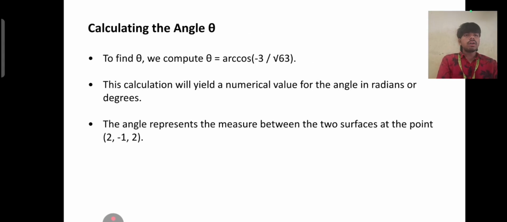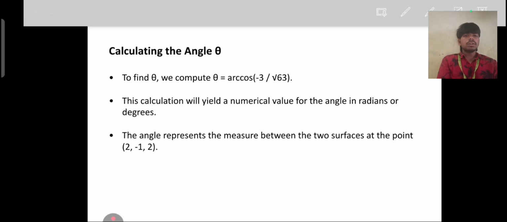Calculating the angle theta. To find θ, we compute θ = cos⁻¹(-3 / √63). This calculation will yield a numerical value for the angle in radians or degrees. The angle represents the measure between two surfaces at the point (2, -1, 2).